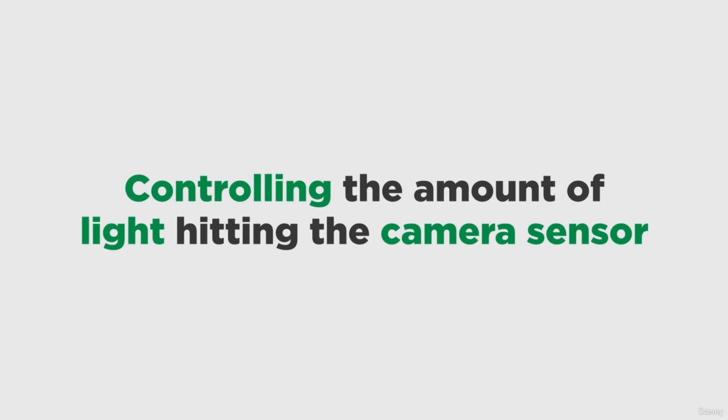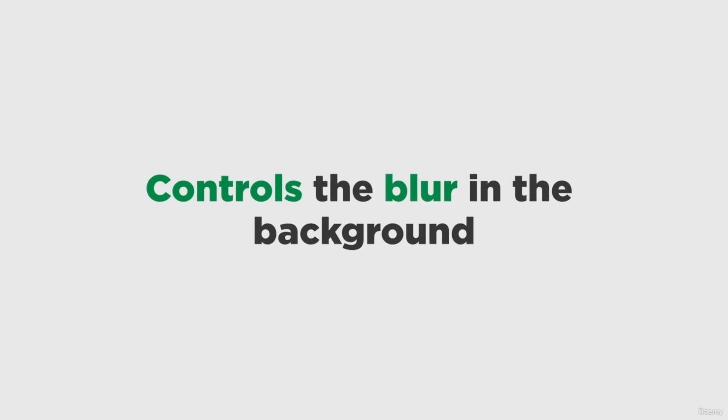So in short, aperture is doing two things. First, it's controlling the amount of light hitting the sensor of the camera. And second, it also controls how much blur there would be in the background. I hope it's clear to you. Now let's move on to the next parameter.